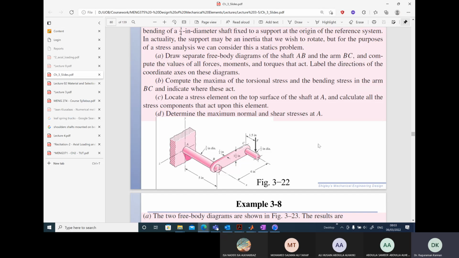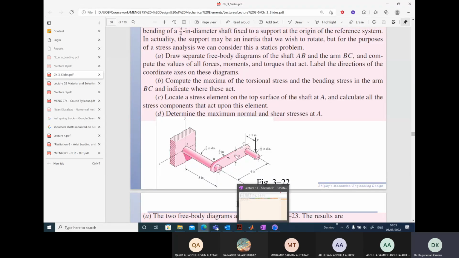Okay. So where do we start? So we have to find the stress at point A on the shaft AB. We also need to find where the stress is maximum for the link BC here. Not a link, it is, let's say, arm BC. Okay. So how do we proceed?